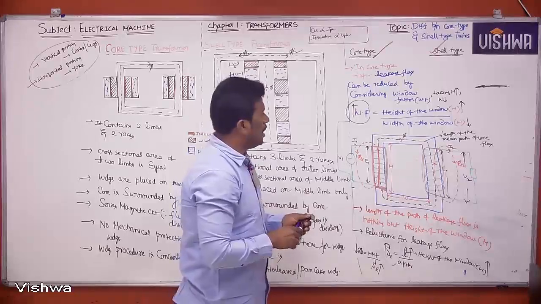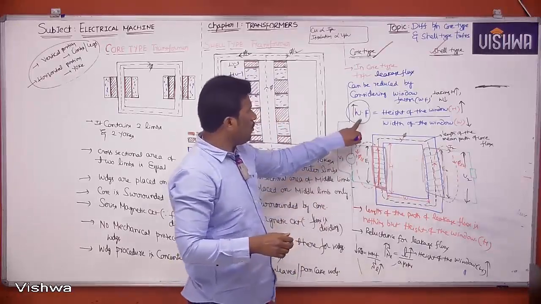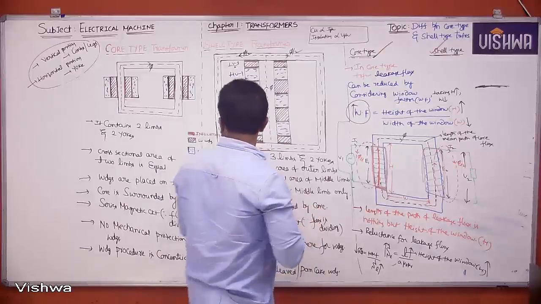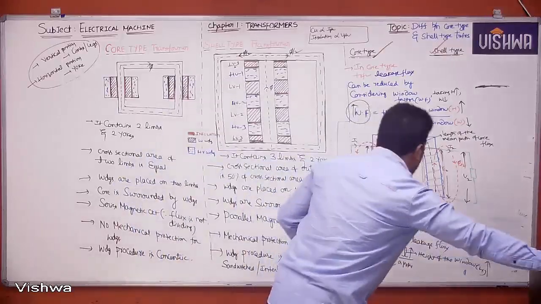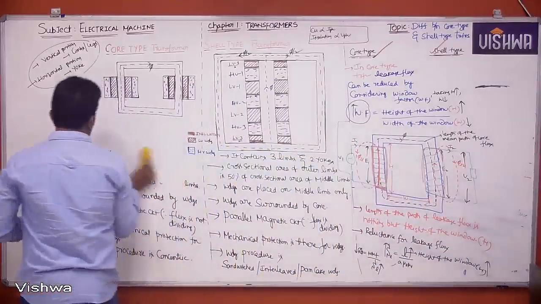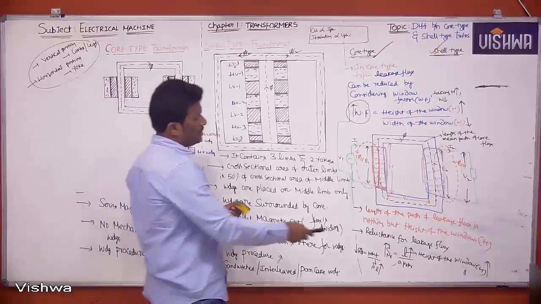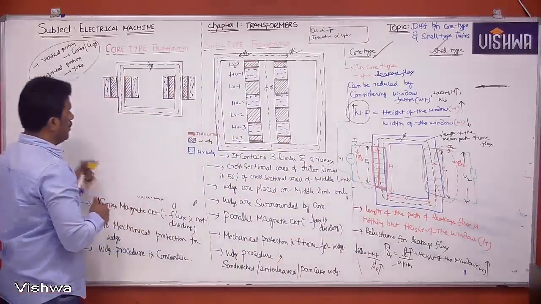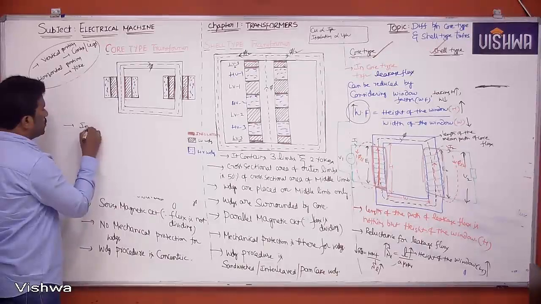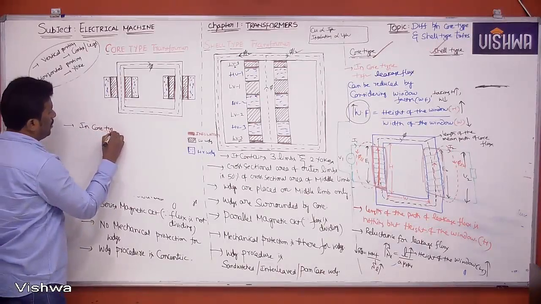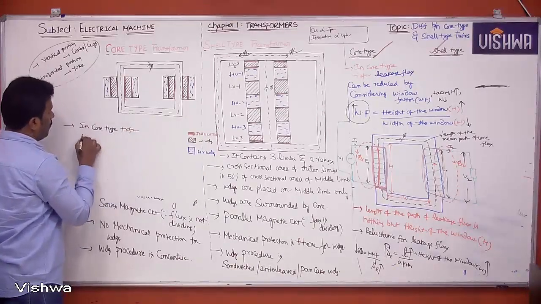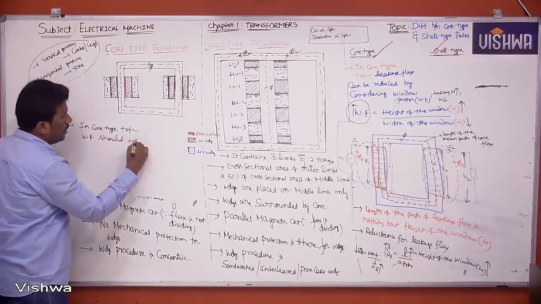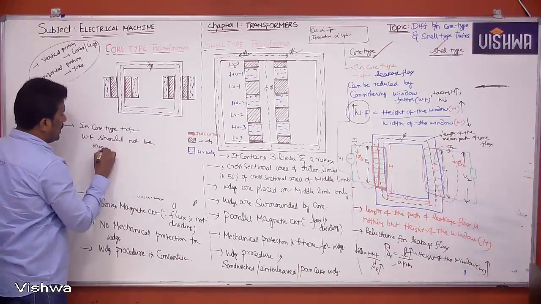Now you may get one doubt. Window factor has some range. Don't go beyond that range. What is that? I can write here. I don't have any space here, so please write this point under this. In a core-type transformer, the window factor should not be more than 4.